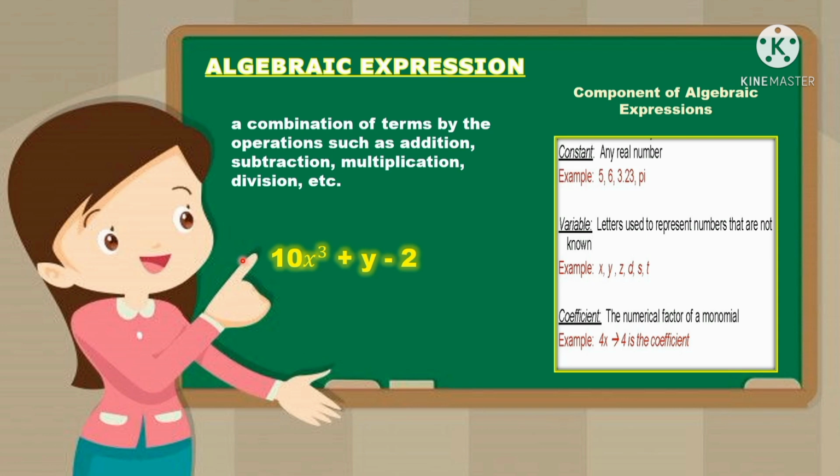So what is a variable? Variables are any letters used to represent numbers that are not known. So any letter from the alphabet. For example, x, y, z, d, s, t. Then the coefficient. A coefficient is the numerical factor of a monomial. For example, 4x. So 4 is the coefficient.